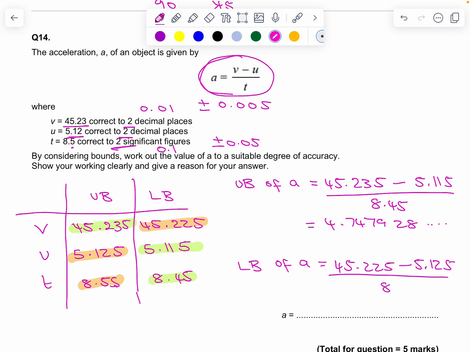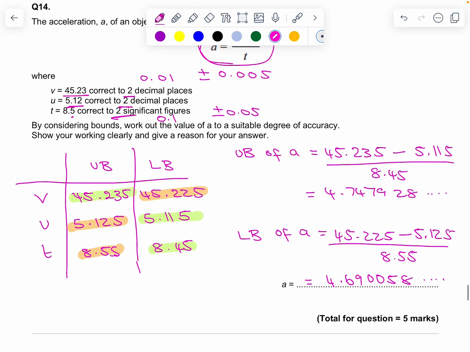So that's 8.55. That gives me 4.690058, and so on. Now we can finally answer the question. It says, by considering bounds, and we've done that, we've got pretty much all 4 marks. We want the 5th and final mark. By considering bounds, work out the value of A to a suitable degree of accuracy.